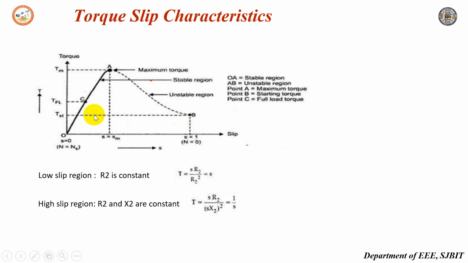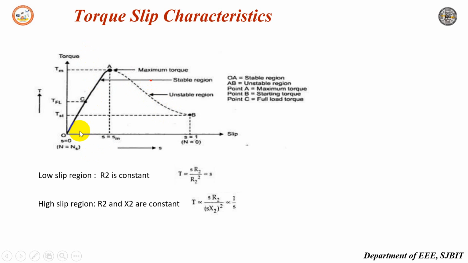So the straight line is called the stable region of operation, and the rectangular hyperbola, the dotted line, gives the unstable region of operation. Now it is an obvious question for all of us: up to which value of slip does the torque slip characteristic represent stable operation?